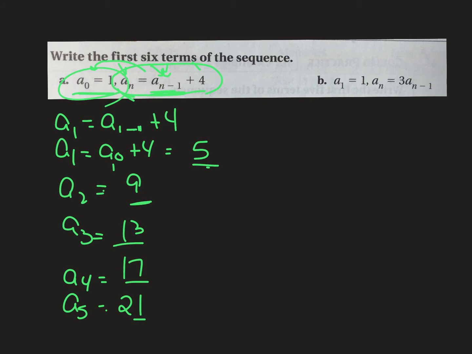All right, let's look at another one. Hope that made a little bit of sense. Listen to this one very carefully if that didn't. This time says the first term is 1. All right, now, what this is saying is the next term is 3 times the previous term. 3 times the previous term.